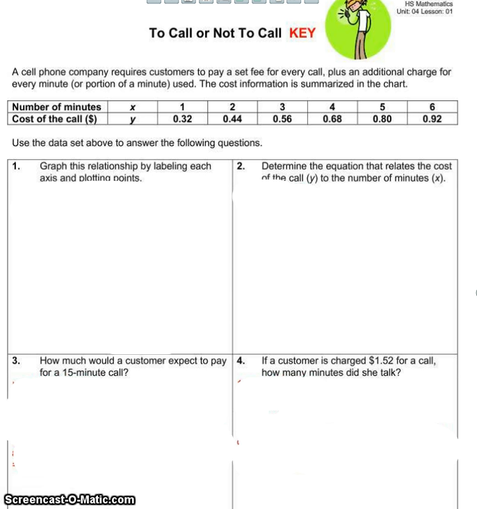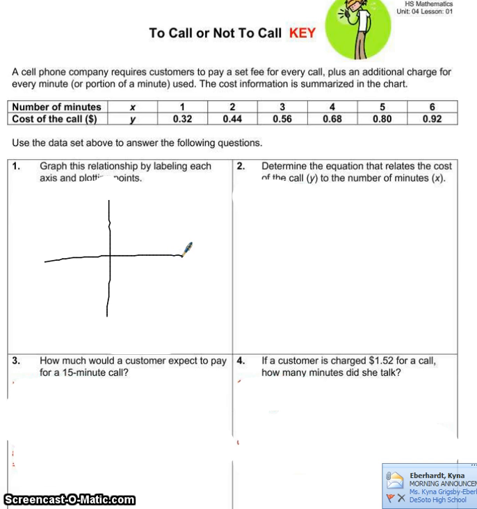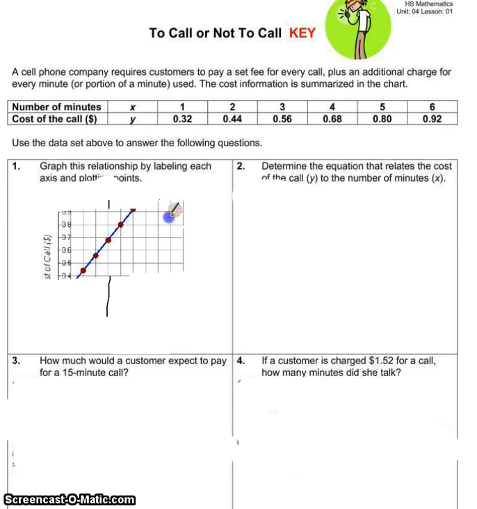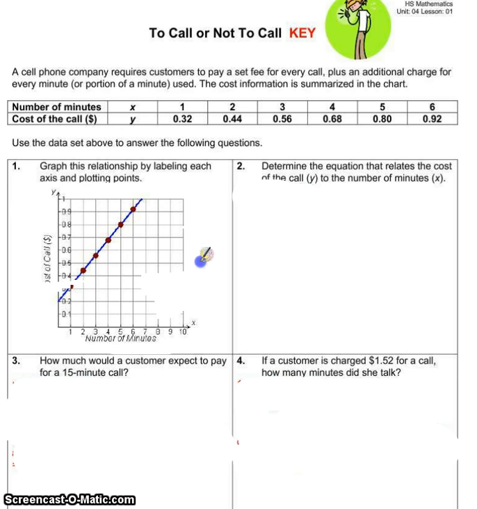So what I'm going to do here is I'm just going to create a graph. And I know there's a graph on your paper. We're going to act like there's not for a moment. So I'm just going to create a graph, and I'm going to label my points, and I'm going to make sure that I plot my corresponding points. So your graph should look like this. You see how it's labeled? It has the number of minutes and the cost of the calls.